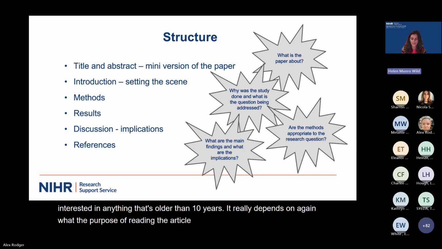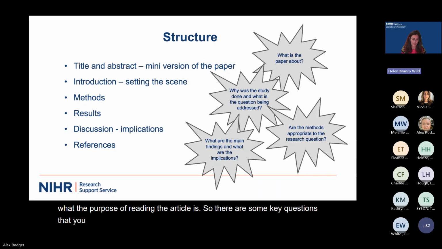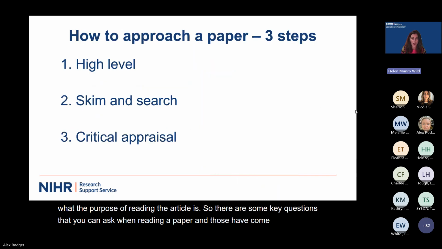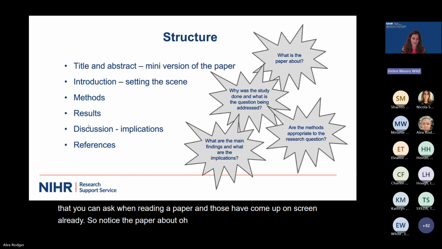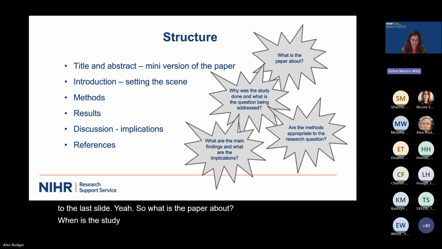So there are some key questions that you can ask when reading a paper, and those have come up on the screen already. So what is the paper about? Why was the study done? And what's the question being addressed? Are the methods appropriate to the research question?